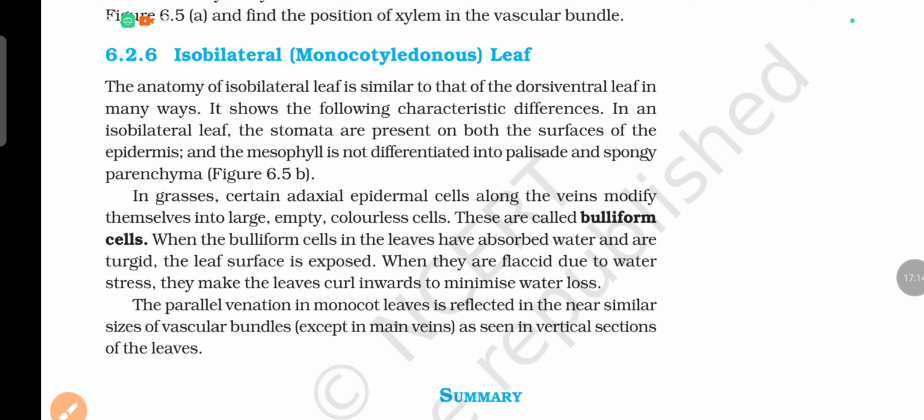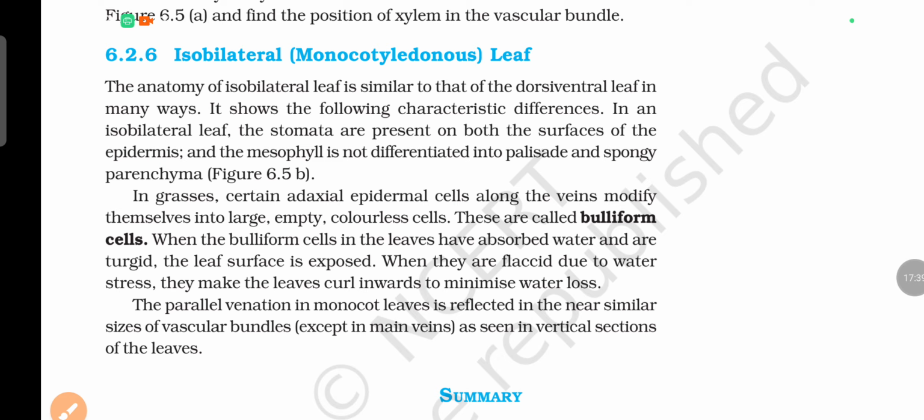Isobilateral monocotyledonous leaf. The anatomy of an isobilateral leaf is similar to that of a dorsiventral leaf in many ways. It shows the following characteristic difference. In an isobilateral leaf, the stomata are present on both surfaces of the epidermis and the mesophyll is not differentiated into palisade and spongy parenchyma.